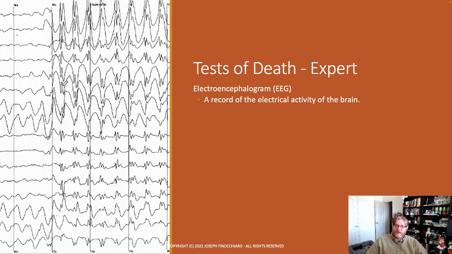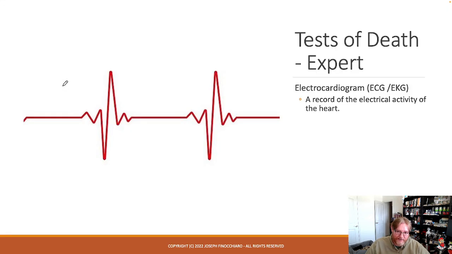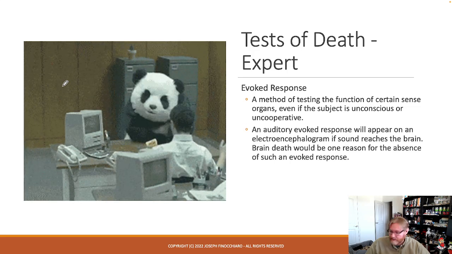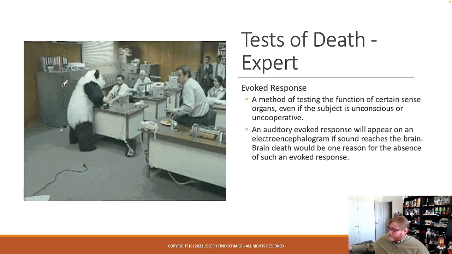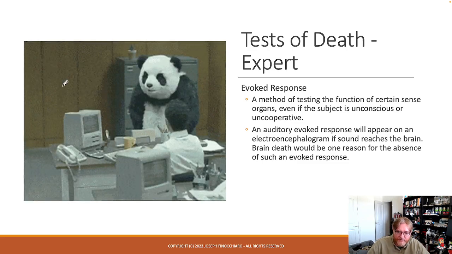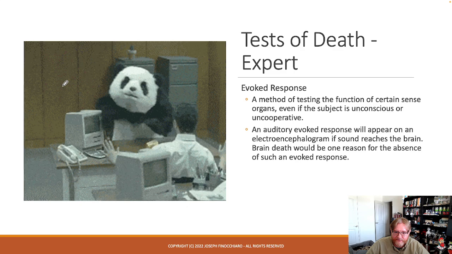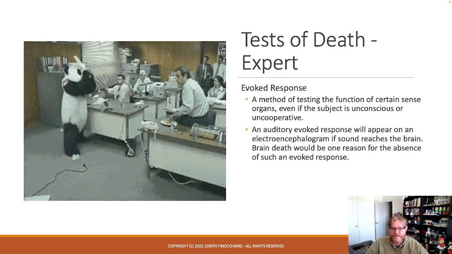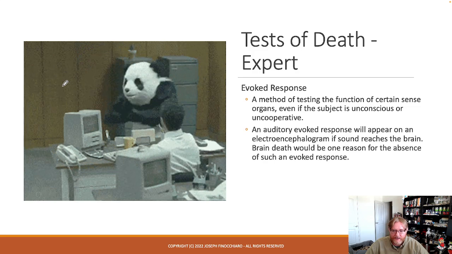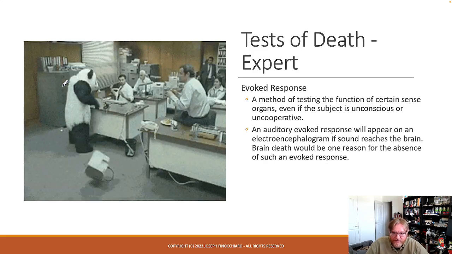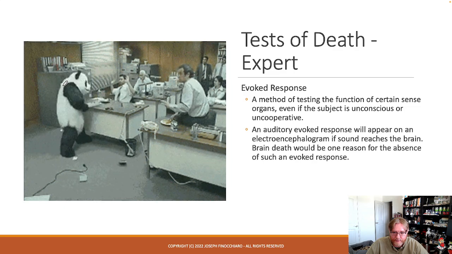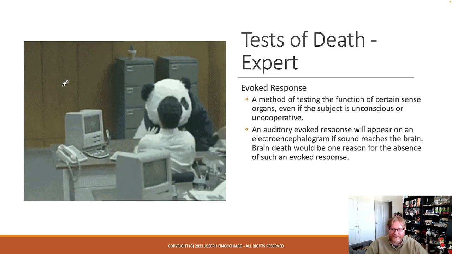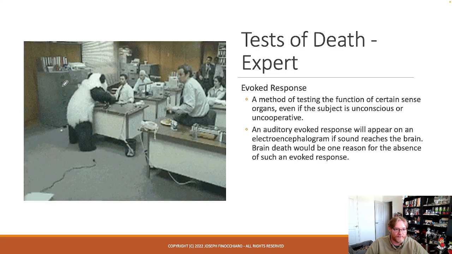Electroencephalogram, an EEG, is a record of the electrical activity of the brain, followed by an electrocardiogram, which is a record of the electrical activity of the heart. You then have an evoked response, which is a method of testing the functions of certain organs, even if the subject is unconscious or uncooperative. An auditory evoked response will appear on an electroencephalogram if the sound reaches the brain. Brain death would be one reason for the absence of such an evoked response.